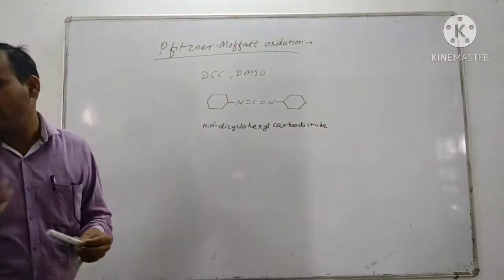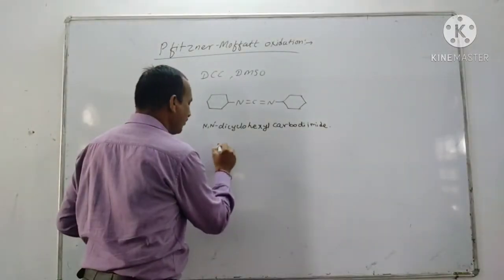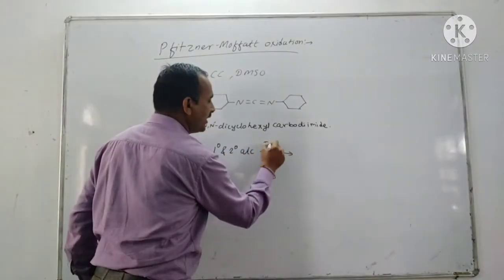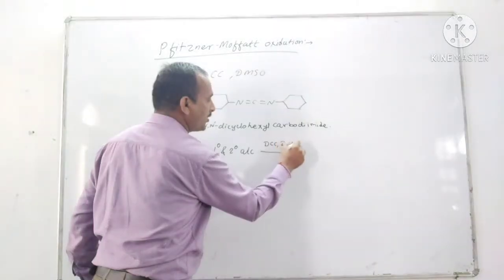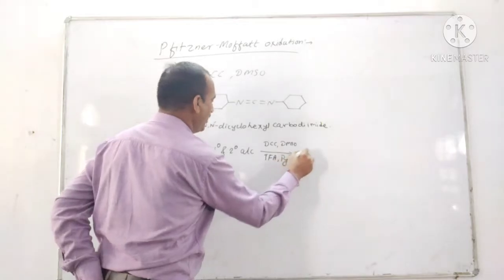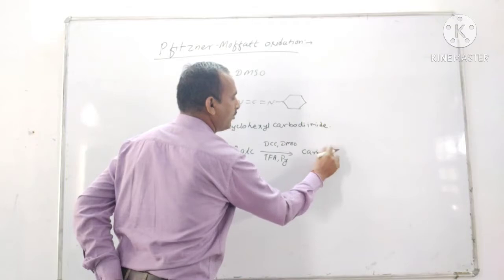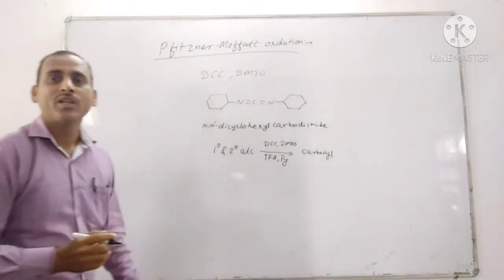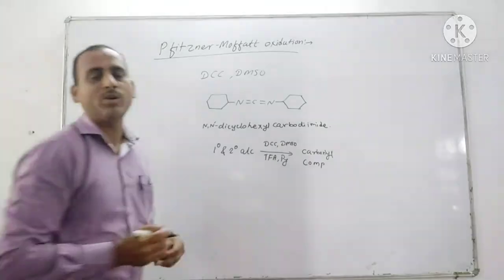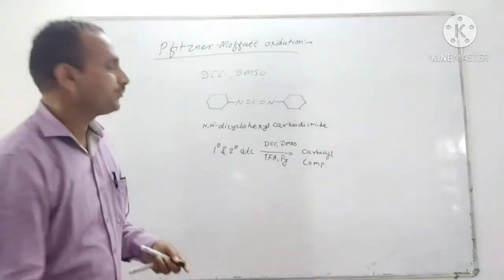Dicyclohexylcarbodiimide is the name of this compound, and it selectively oxidizes primary and secondary alcohols by using DCC, DMSO in trifluoroacetic acid and pyridine. It gives carbonyl compounds, that is aldehyde and ketone, formed respectively from the corresponding primary and secondary alcohol. So let's see the example.